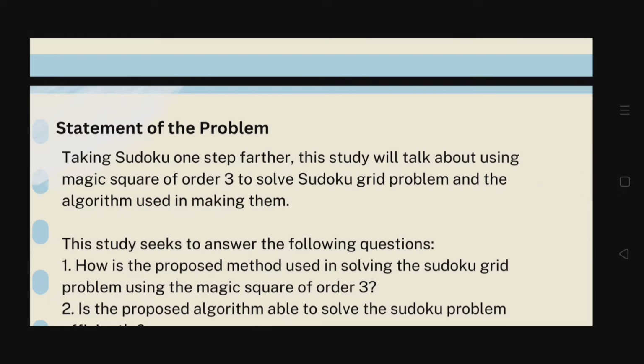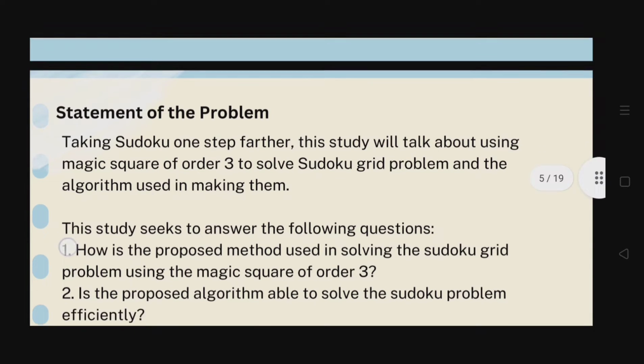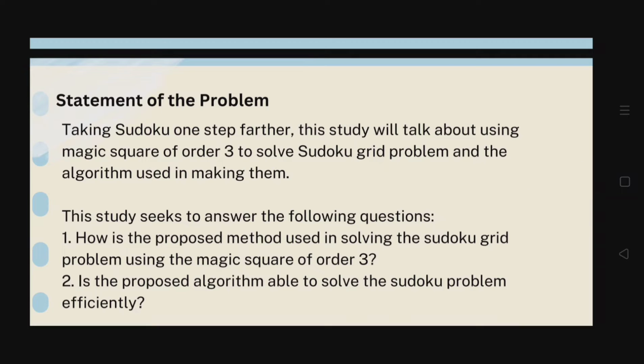Now, here is the statement of the problem of my study. Taking Sudoku one step further, this study will talk about using magic square of order 3 to solve the Sudoku grid problem and the proposed algorithm used in making them.